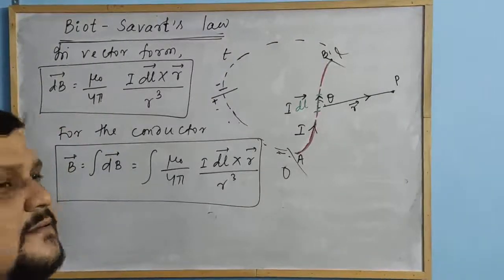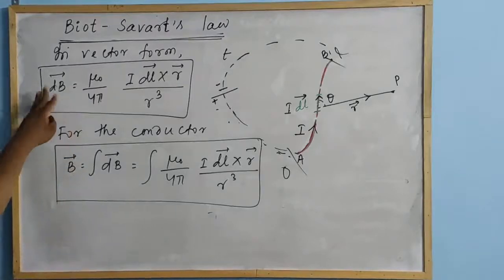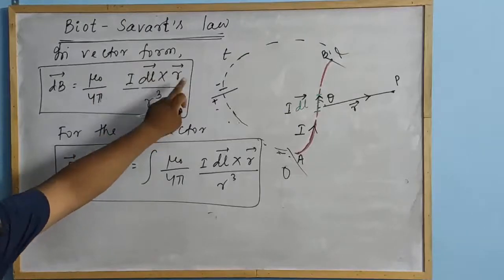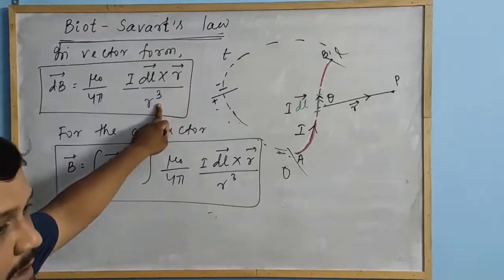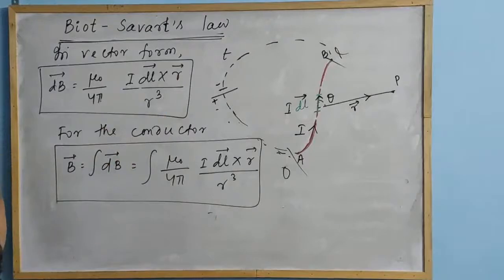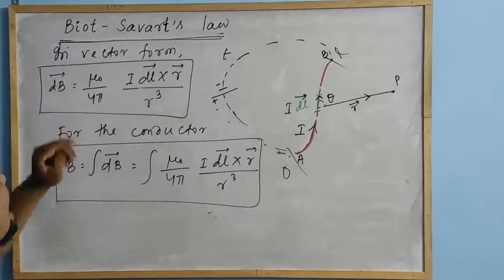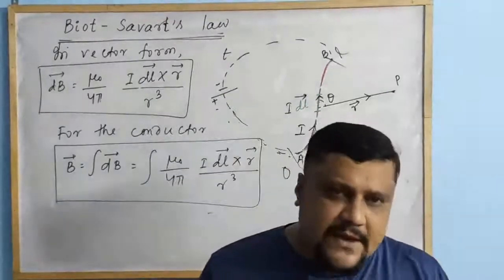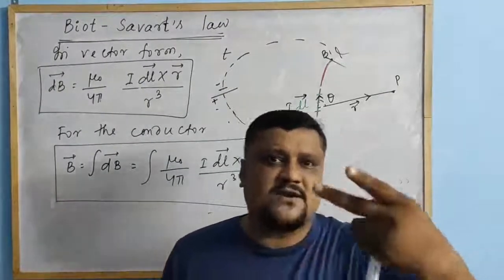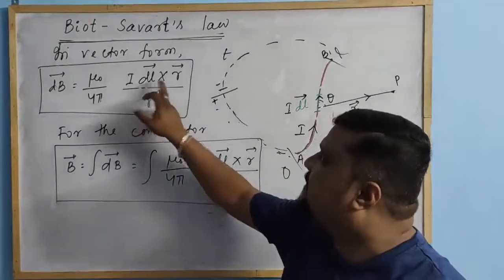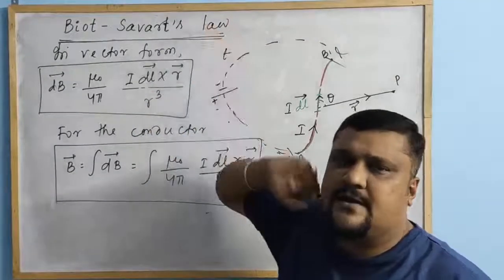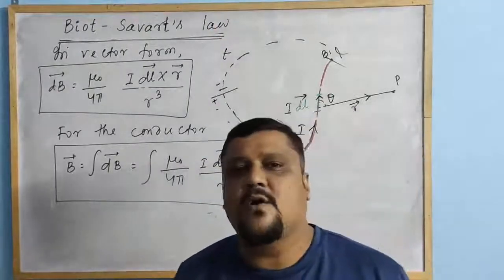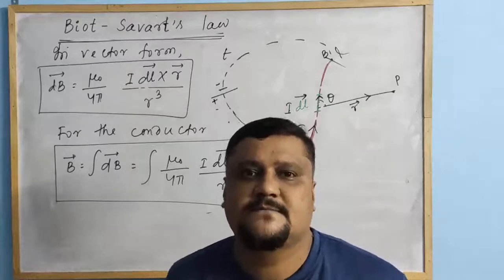What is the direction? As it is a vector, its magnitude is mu naught by 4 pi, I dl sin theta by r square. That is the magnitude. But what is its direction? As you know, the cross product of two vectors is a new vector, and the new vector is perpendicular to the plane containing the two vectors.